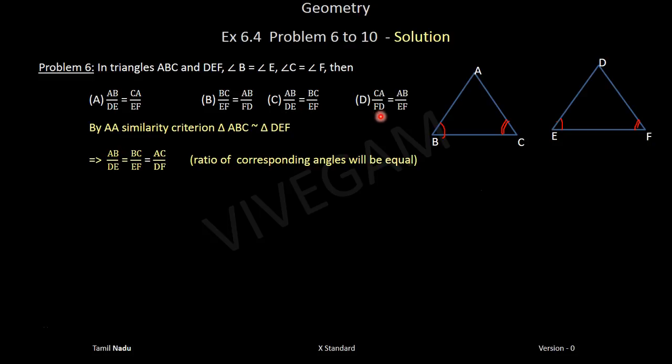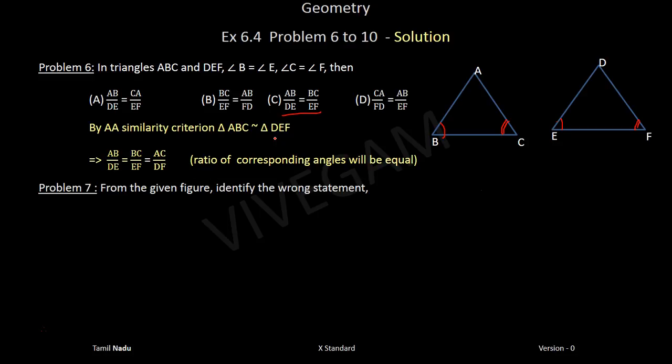But anyway, for completeness, let's check this one also. See, CA by FD. CA is AC and FD is DF. Yes, that is fine. And they say it's equal to AB by EF. No, it should be ED. DE and ED are the same. It cannot be EF. So this is also not right. So only this option is right. The right one is option C by AAA criteria, because these two triangles are similar to each other.